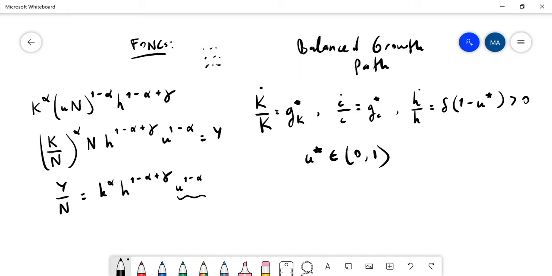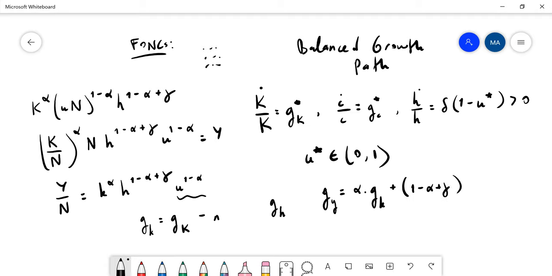Now, this will be constant, right? Then the growth rate of capital stock per worker, which is itself equal to the growth rate of capital minus N, will be that. And then the growth rate of human capital, G of H. So if you think about it, the growth rate of GDP per capita will be alpha times the growth rate of capital stock per worker plus 1 minus alpha plus gamma times the growth rate of human capital per worker.